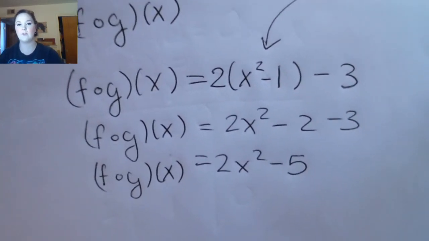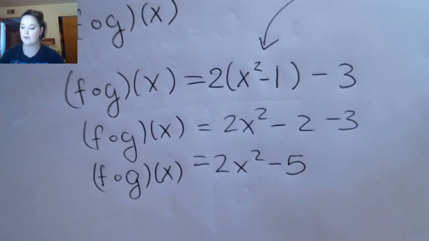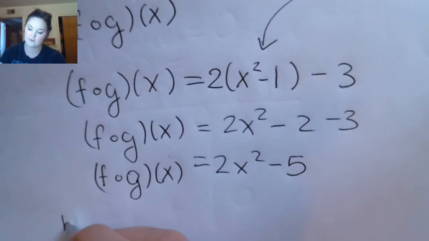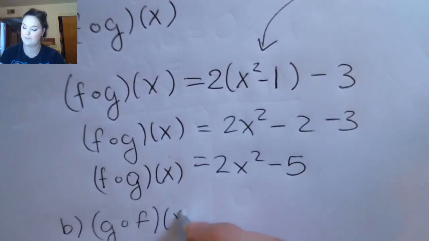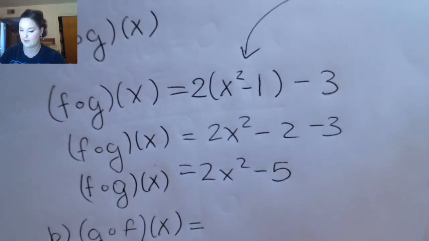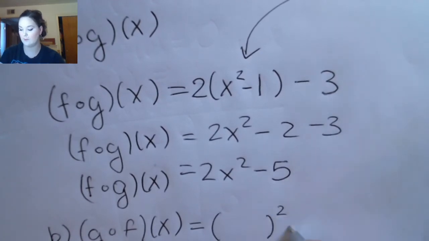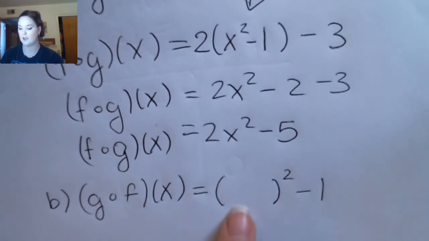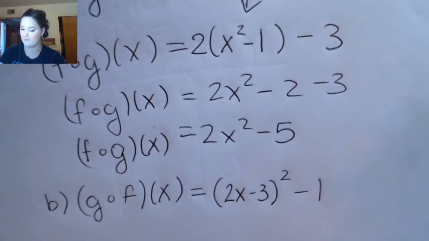Okay, so that would be our final combined function. All right, so let's find g composed with f. So this is going to be taking our function g of x, which is x squared minus 1, and we're going to plug in f of x, the function. So we'll put in 2x minus 3.